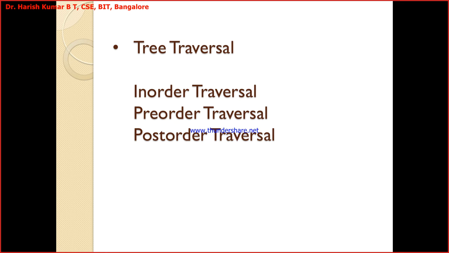Okay, so there are basically three approaches or three techniques to traverse a tree. One is Inorder Traversal, another one is Preorder Traversal, and the last one is Postorder Traversal. Using these traversal techniques you can traverse the trees. Now how do we traverse using Inorder, how do we traverse using Preorder, and how do we traverse using Postorder? So we'll understand that.